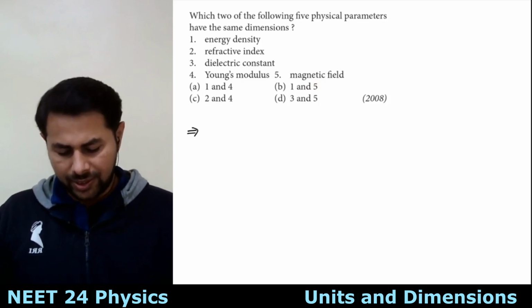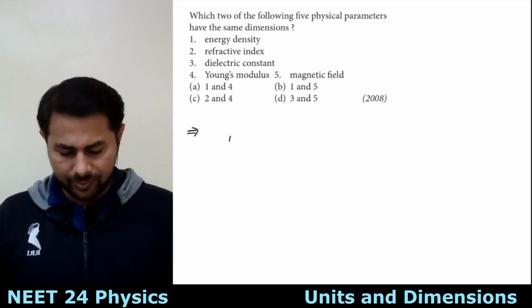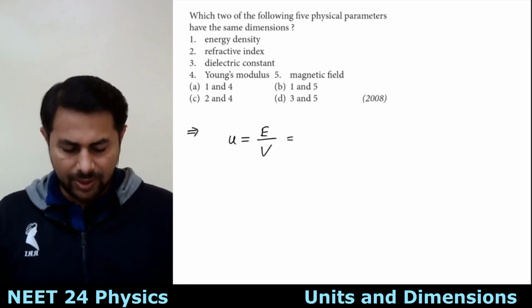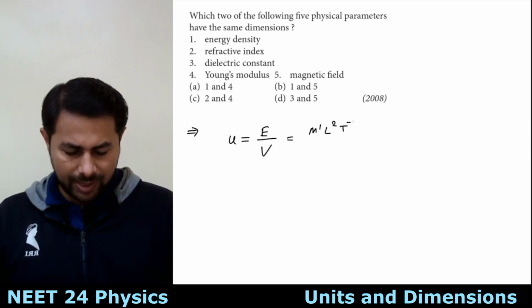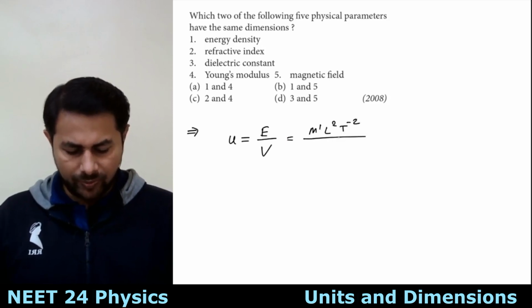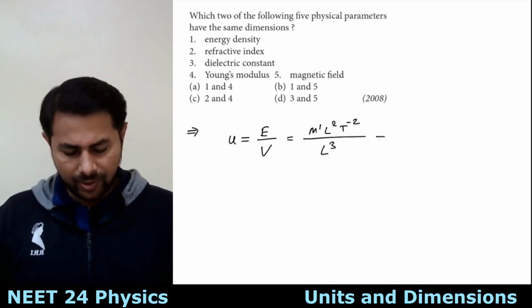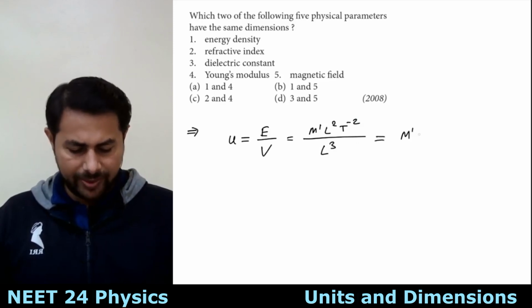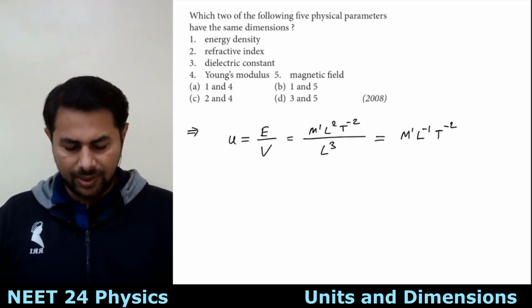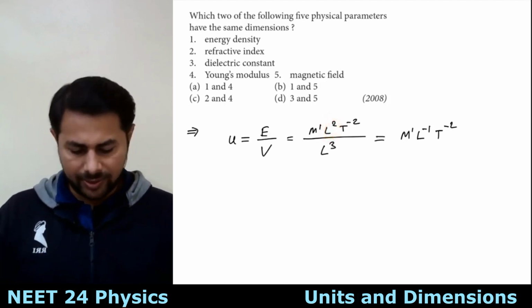Okay, let's see energy density. What is energy density? It is energy per unit volume. V is volume, okay, not velocity. So it is m1 L2 T minus 2 divided by volume. Volume is what? L3. So what will be the dimensions? m1 L minus 1 T minus 2, right? L to the power 2 minus 3 is minus 1.